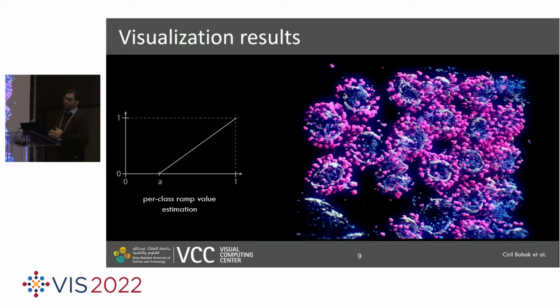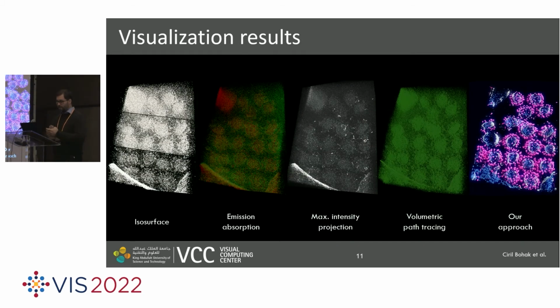In the end, we additionally added bloom, which increases the perceived dynamic range in the final rendering. Here is how our visualization compares to some of the direct volume rendering techniques which are commonly used in this domain. So isosurface rendering with 3 ISO levels, emission absorption model, maximum intensity projection, and volumetric path tracing.